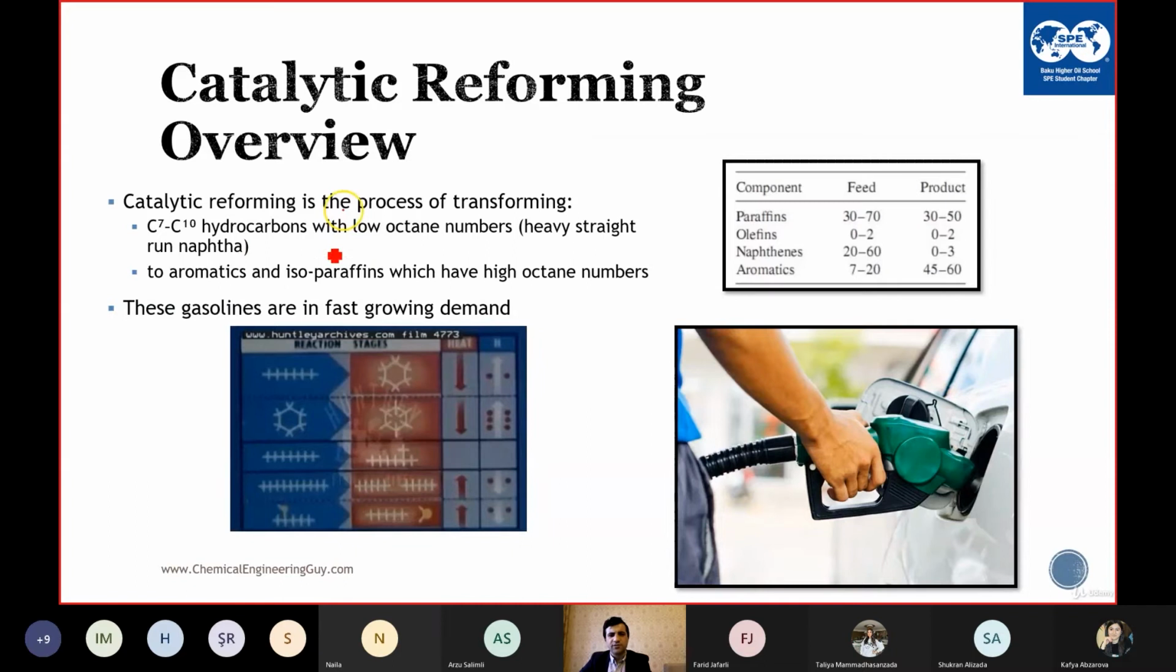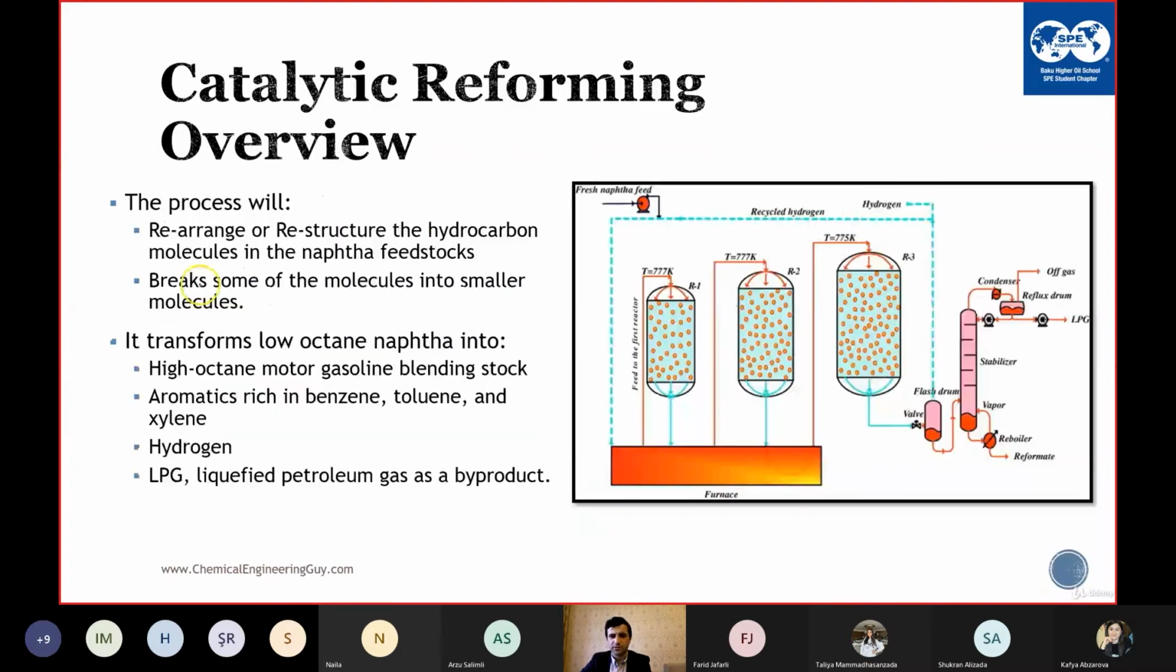In catalytic reforming, C7 hydrocarbons with low octane numbers are converted to aromatics and isoparaffins, which have a higher octane number. So the process will rearrange and restructure the hydrocarbon molecules, and break some of the molecules into smaller molecules. High temperature reactions always involve cracking. We only want cracking in the FCC. We don't want cracking in other units. However, we cannot avoid it. If there's a high temperature, then obviously there will be some cracking.